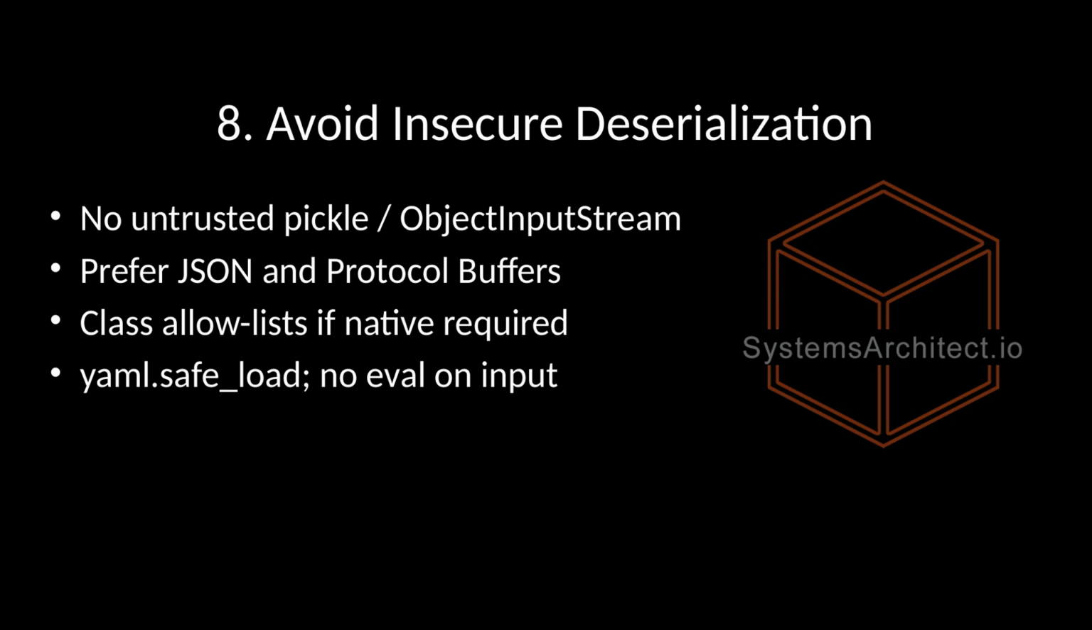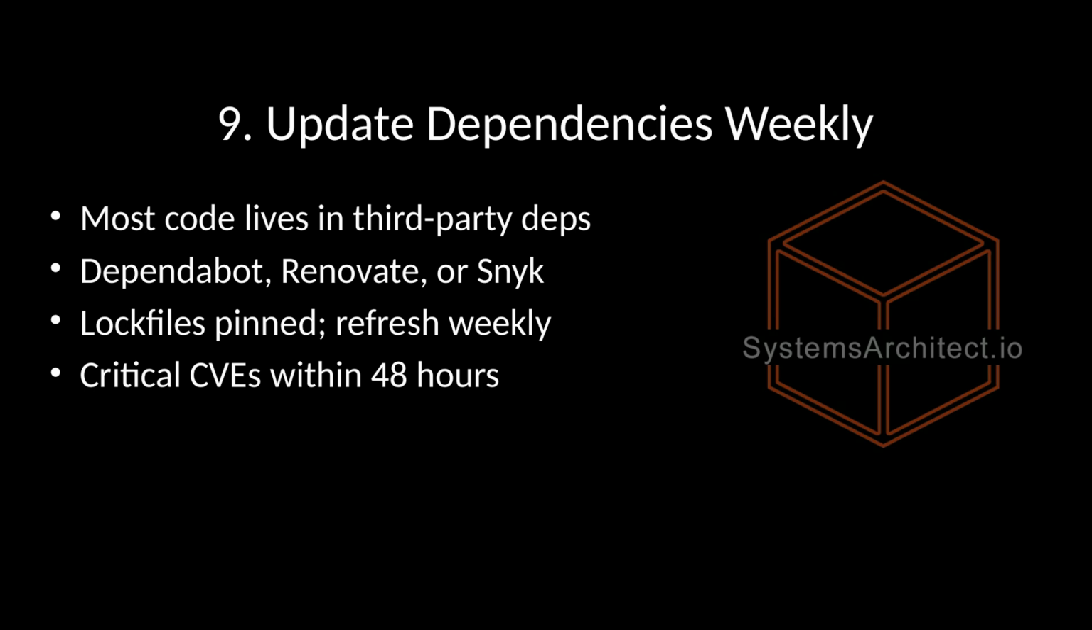In Python, use JSON and Pydantic, YAML safe_load. In Node, avoid eval and unsafe VM patterns and watch prototype pollution. Ninth, update dependencies weekly. Where do most vulnerabilities actually live? Most of your code and most of your vulns live in third-party packages, often hundreds of transitive deps. Critical CVEs can be exploited within days of disclosure, so weekly updates beat monthly windows of known bad code.